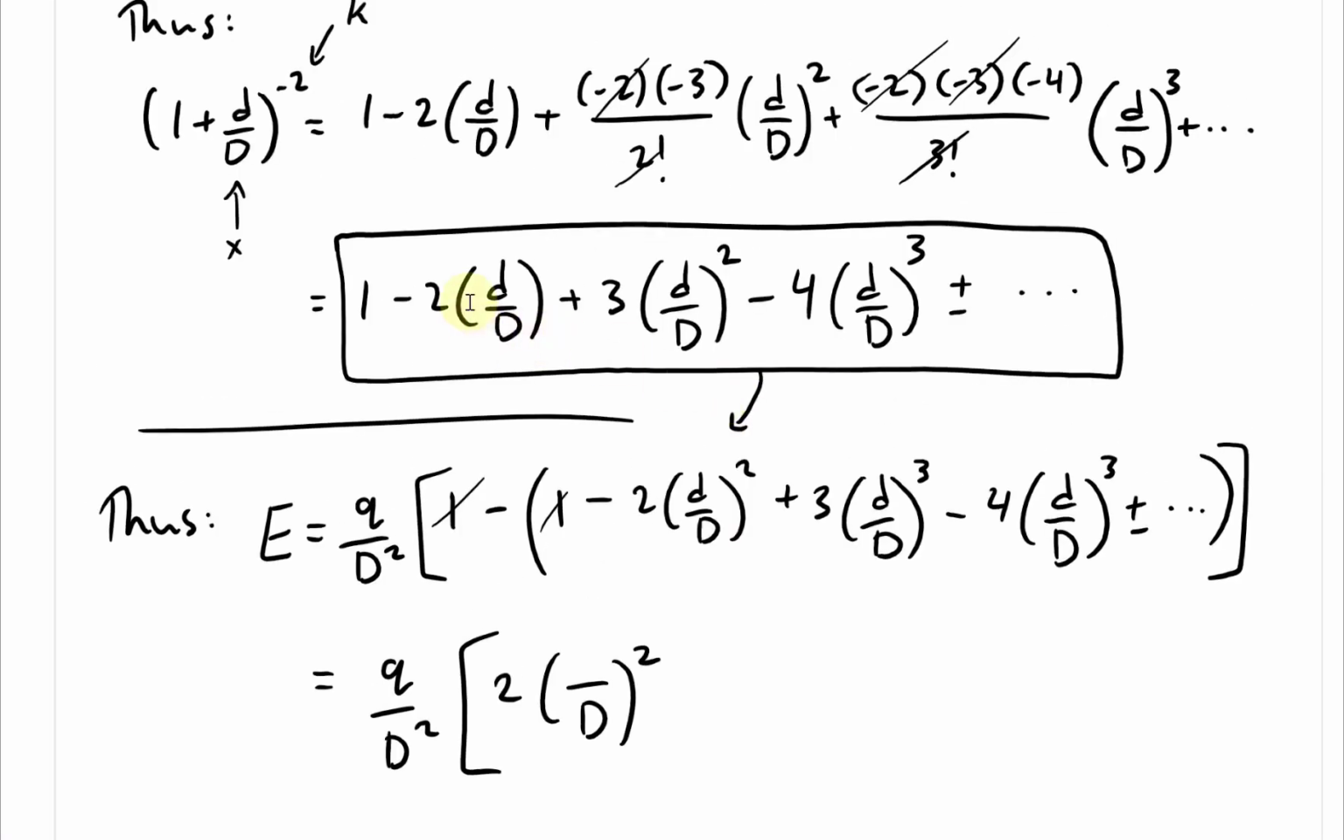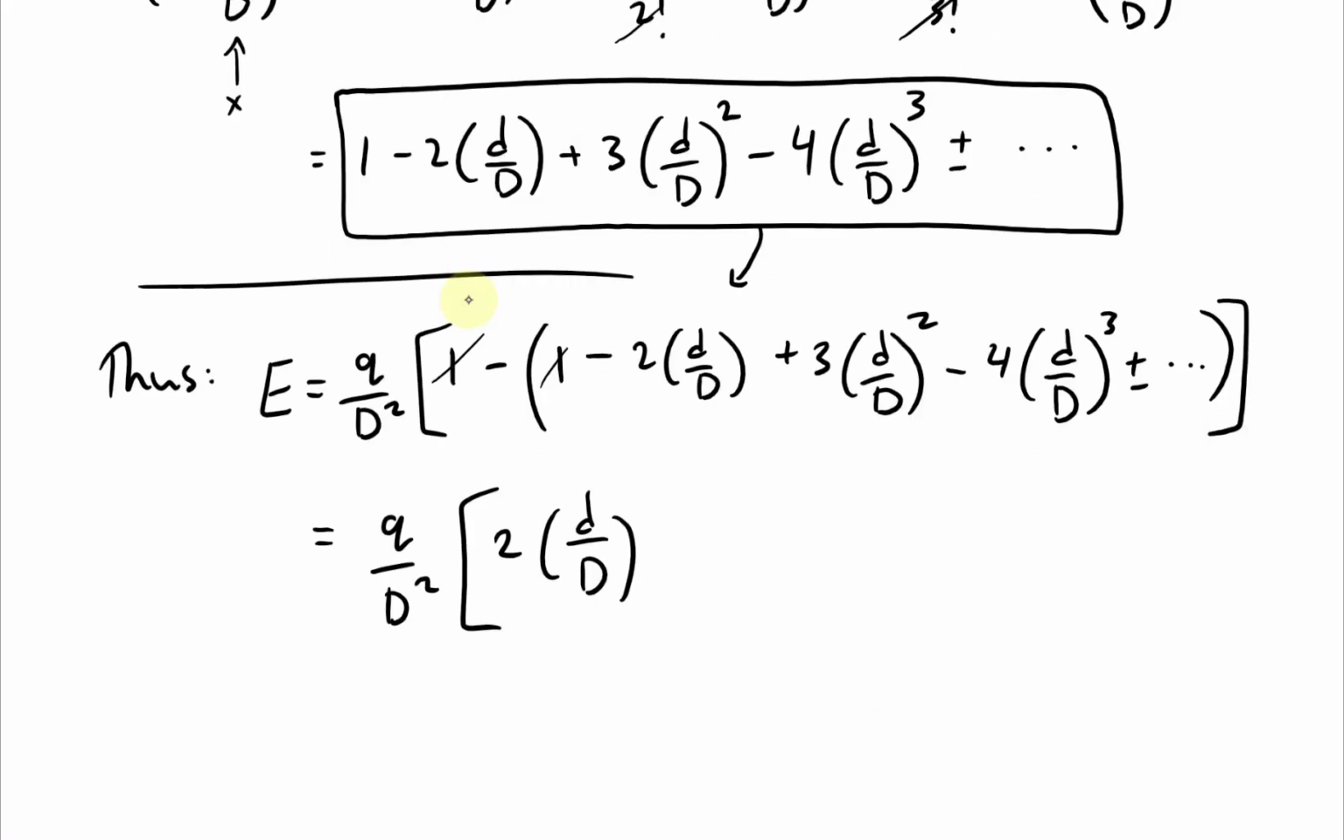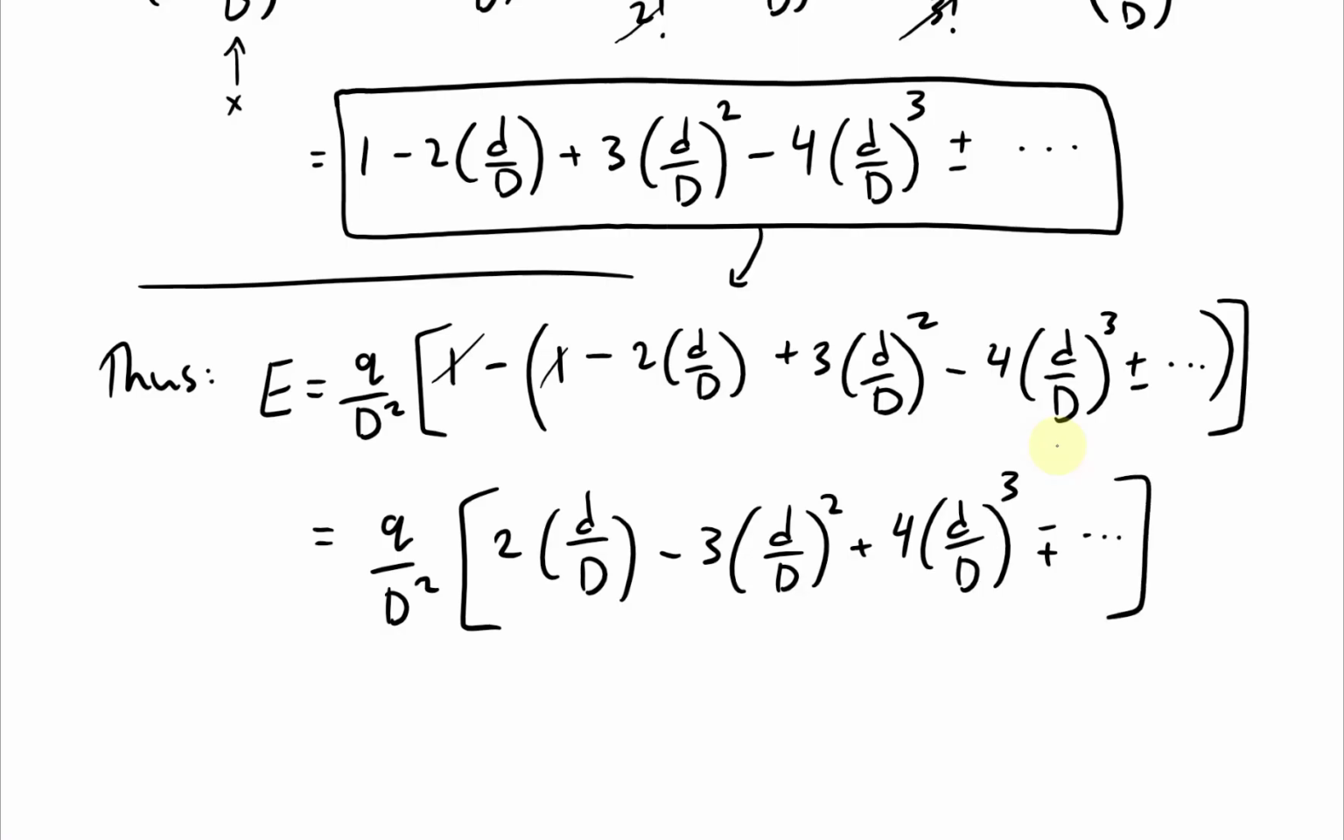Actually, here we have a mistake. This is d over D, so this is not squared. This is going to be d. And the next one's going to be, take the negative out, and then negative 3d over capital D squared. Next one's going to be negative there, plus 4d over capital D cubed. Next one's going to be minus plus, dot dot dot. And put a giant bracket like that.